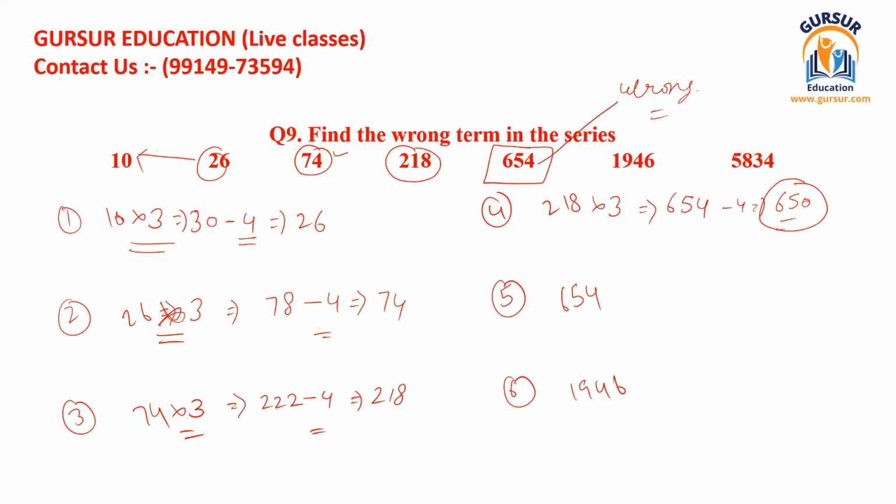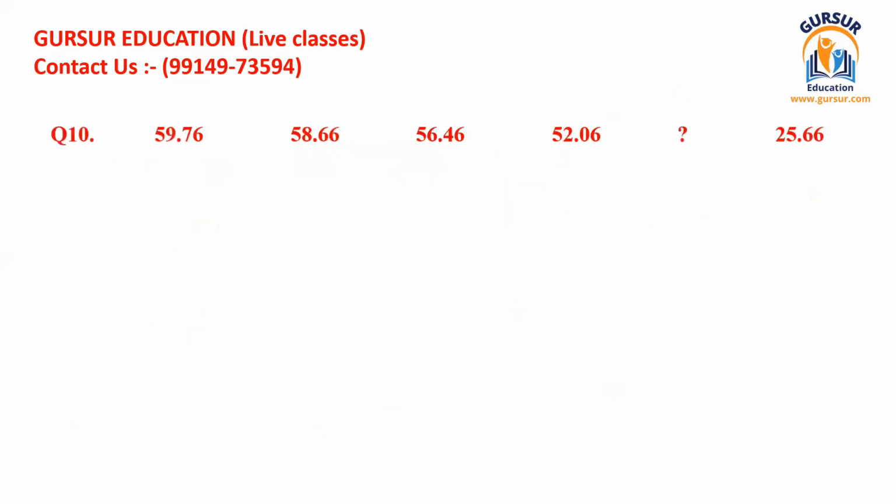Okay, now going towards the last question of this video series. This is the 10th question. The question mark is given in the middle of the series. 5 items have been given specifically. I think the differences are very low because 59, 58, 56, 52, then 25, something can be there. So the differences are low.